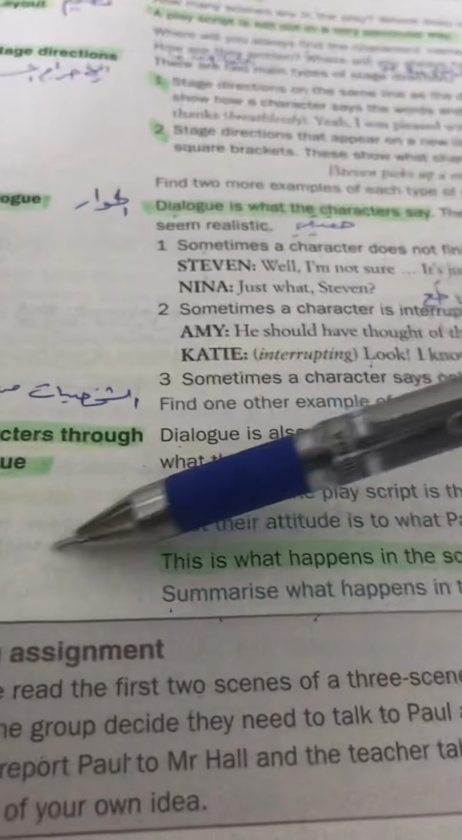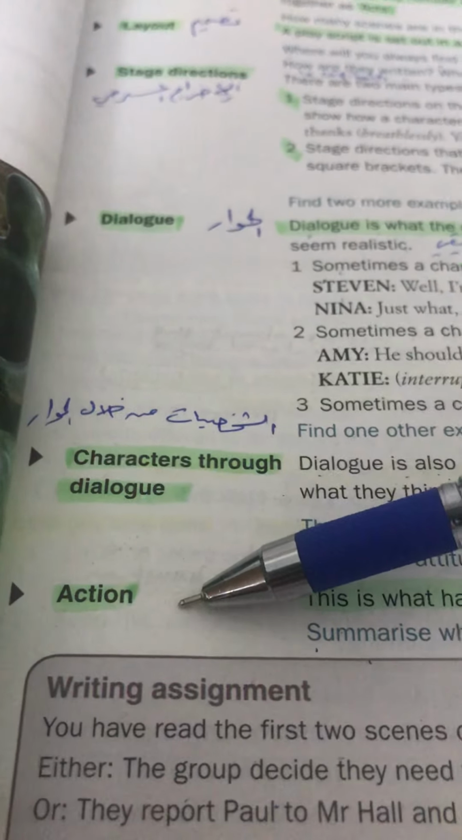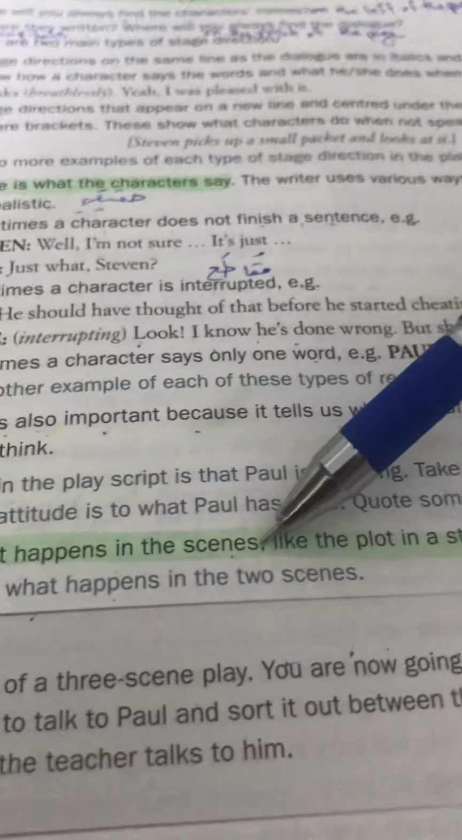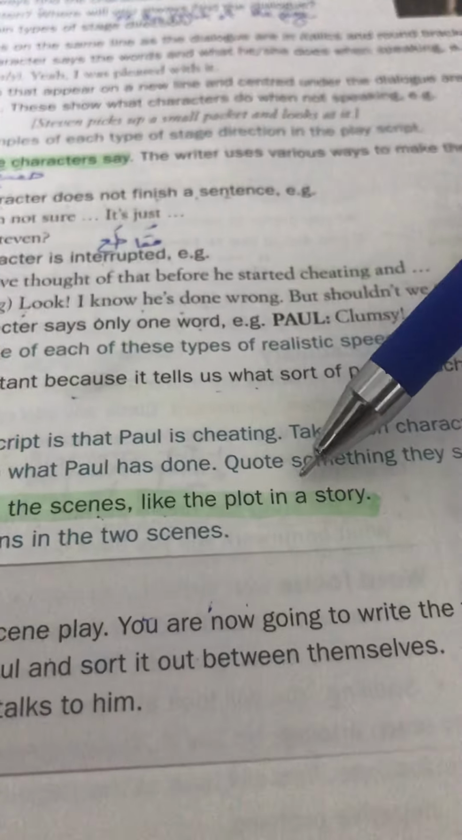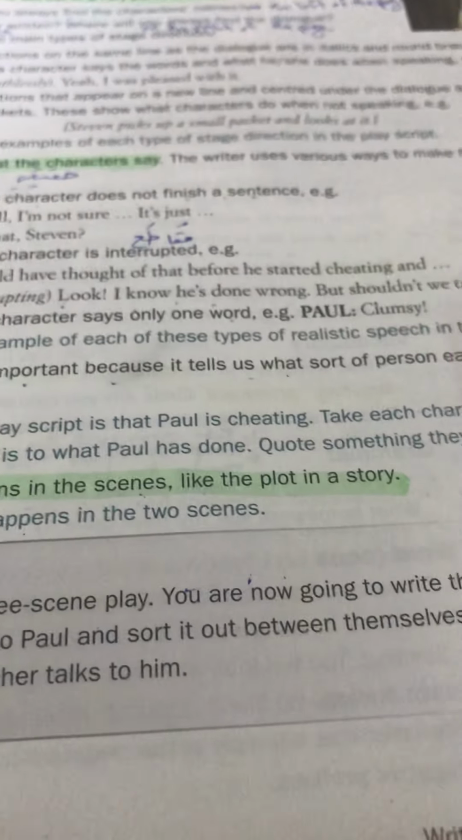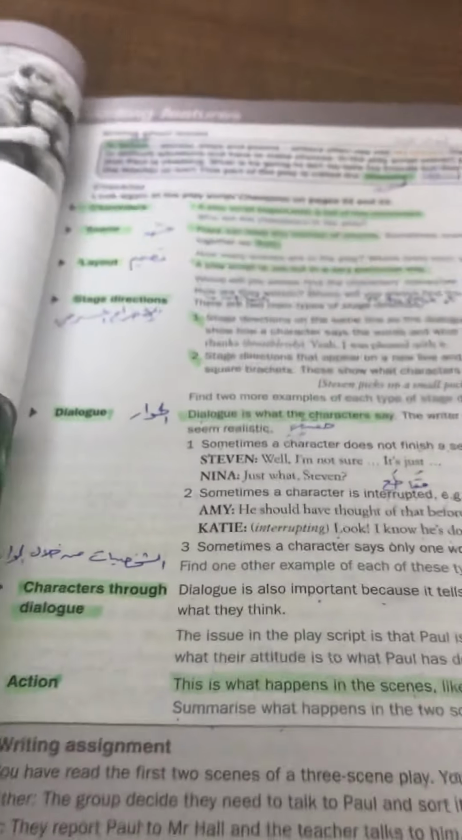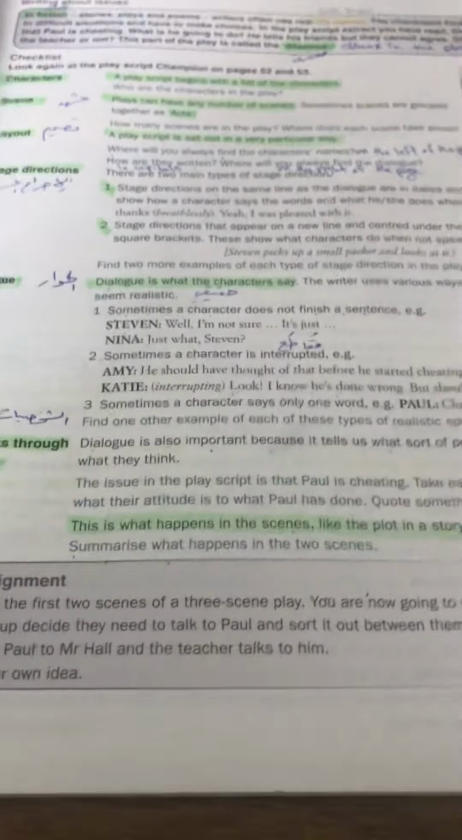And the last one is action. This is what happens in the scenes. What happens in the scenes, like the plot in a story. Meaning what the events are and what is happening in this play. Okay. So now we have explained our checklist.